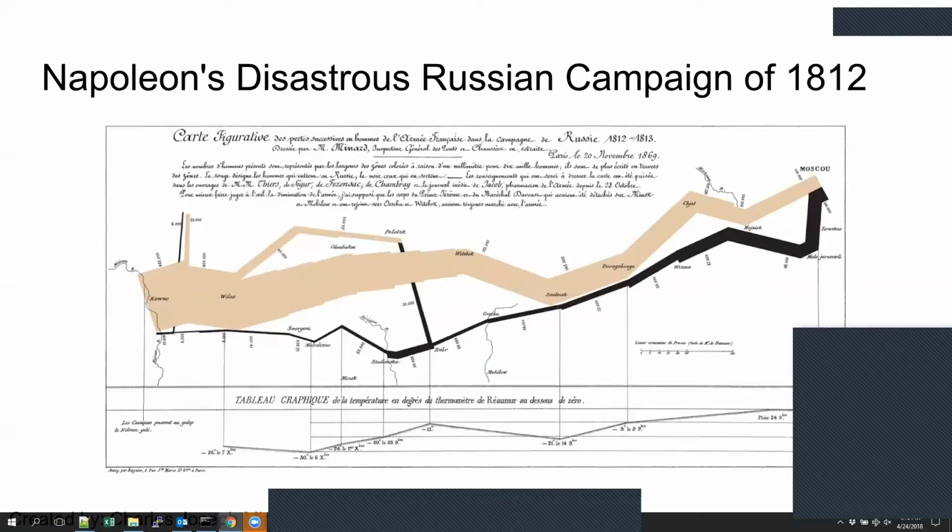Napoleon's disastrous Russian campaign of 1812 is considered to be one of the premier graphics that are out there. It's one of the better ones that you're going to find in this regard, because it showcases Napoleon's march to Moscow and back to France, and specifically the size of the army as they traverse into Moscow and come back to France. You can see how the army size dwindles, obviously, as it gets closer to Moscow and as it returns as well.